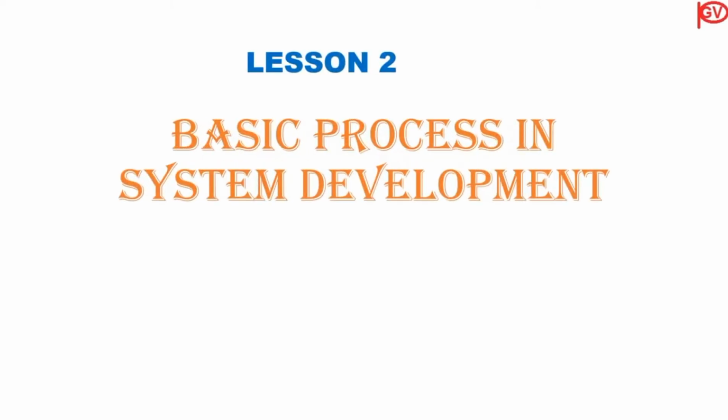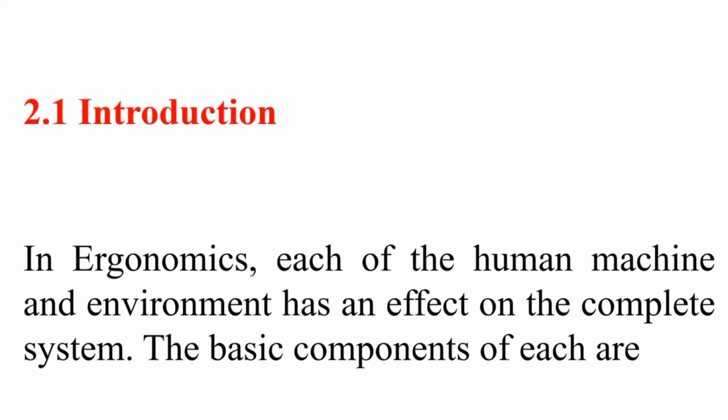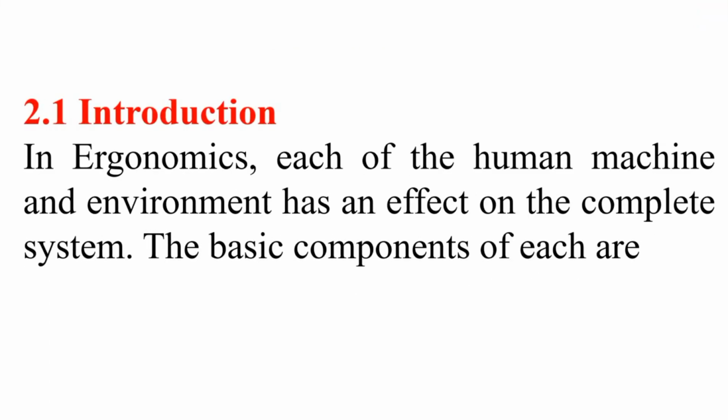Lesson 2. Basic process in system development. 2.1. Introduction. In ergonomics, each of the human, machine and environment has an effect on the complete system.